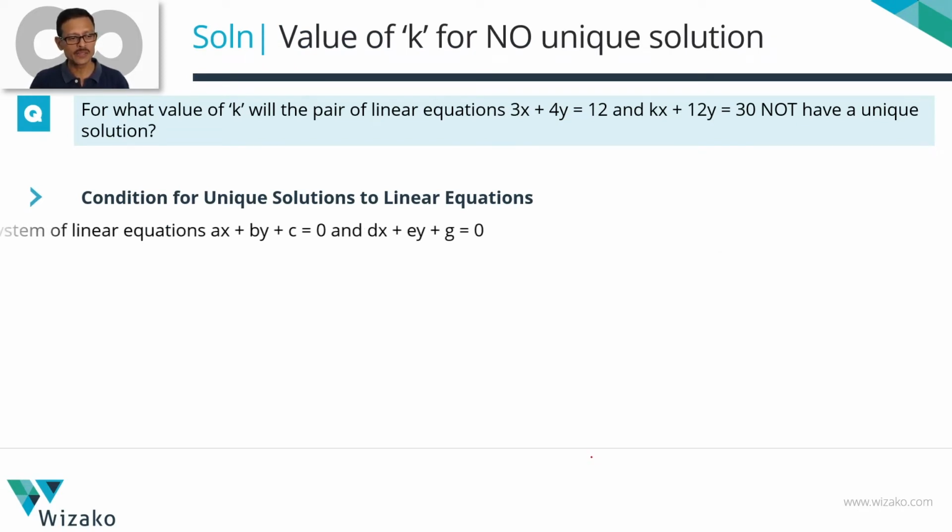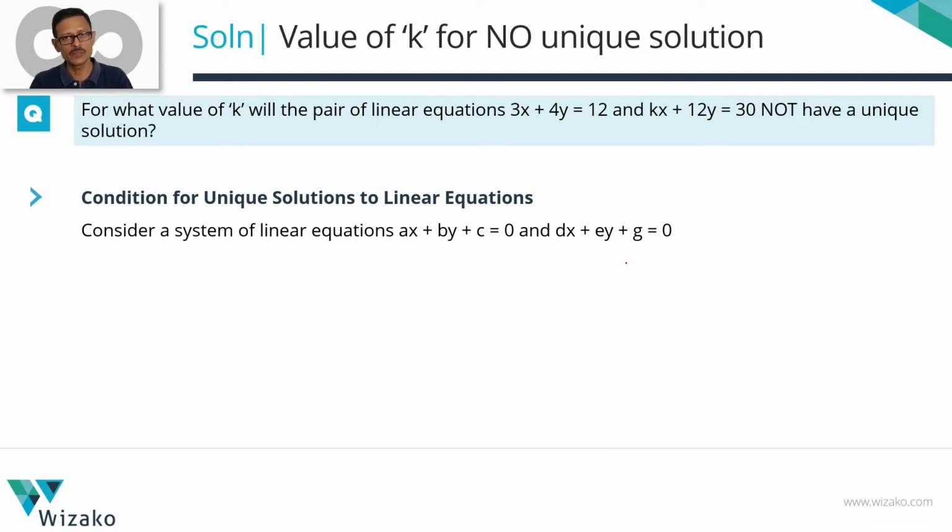What do these linear equations ax plus by plus c equals 0, dx plus ey plus g equals 0 represent? When you plot them on a graph sheet on an xy plane, each of these equations is going to represent a straight line. So this is one straight line, this is another straight line. The solution to the system of linear equations essentially tells us a point on each of these lines. If the values of x and y satisfy both these equations, then it represents a point on the first line and it also represents a point on the second line.